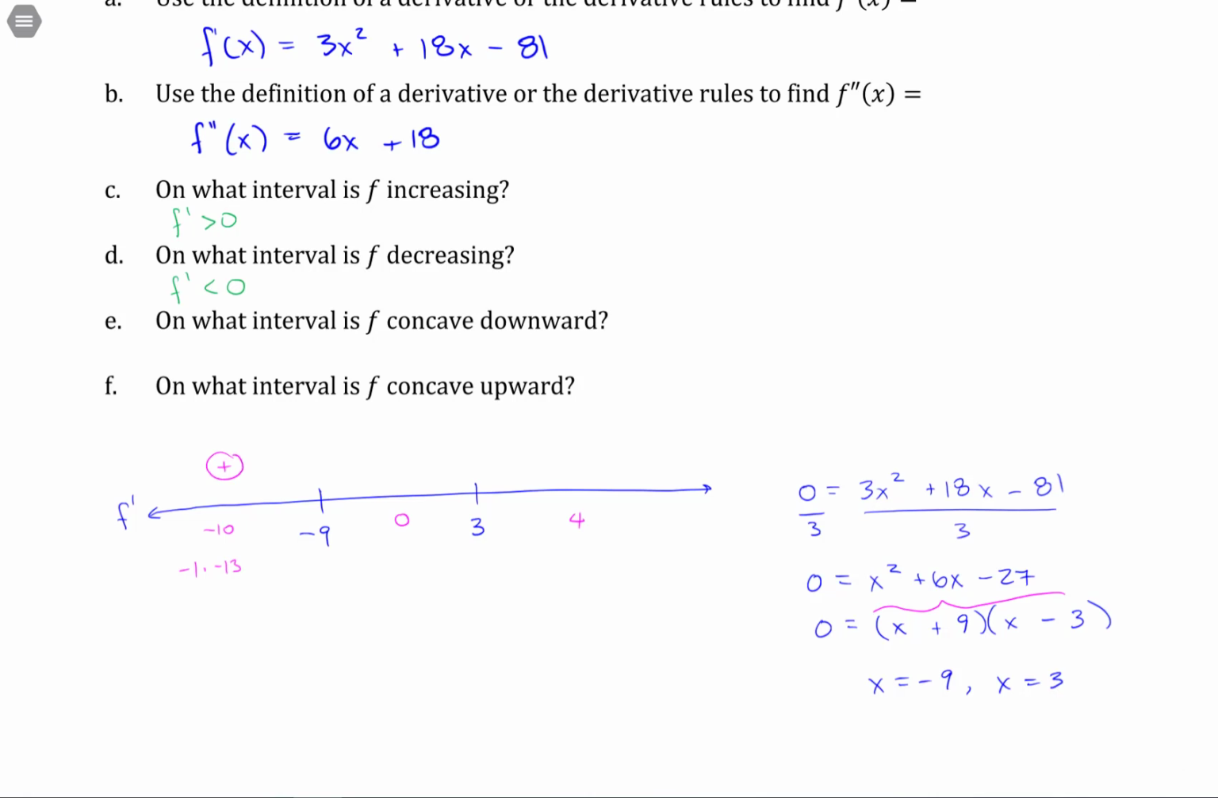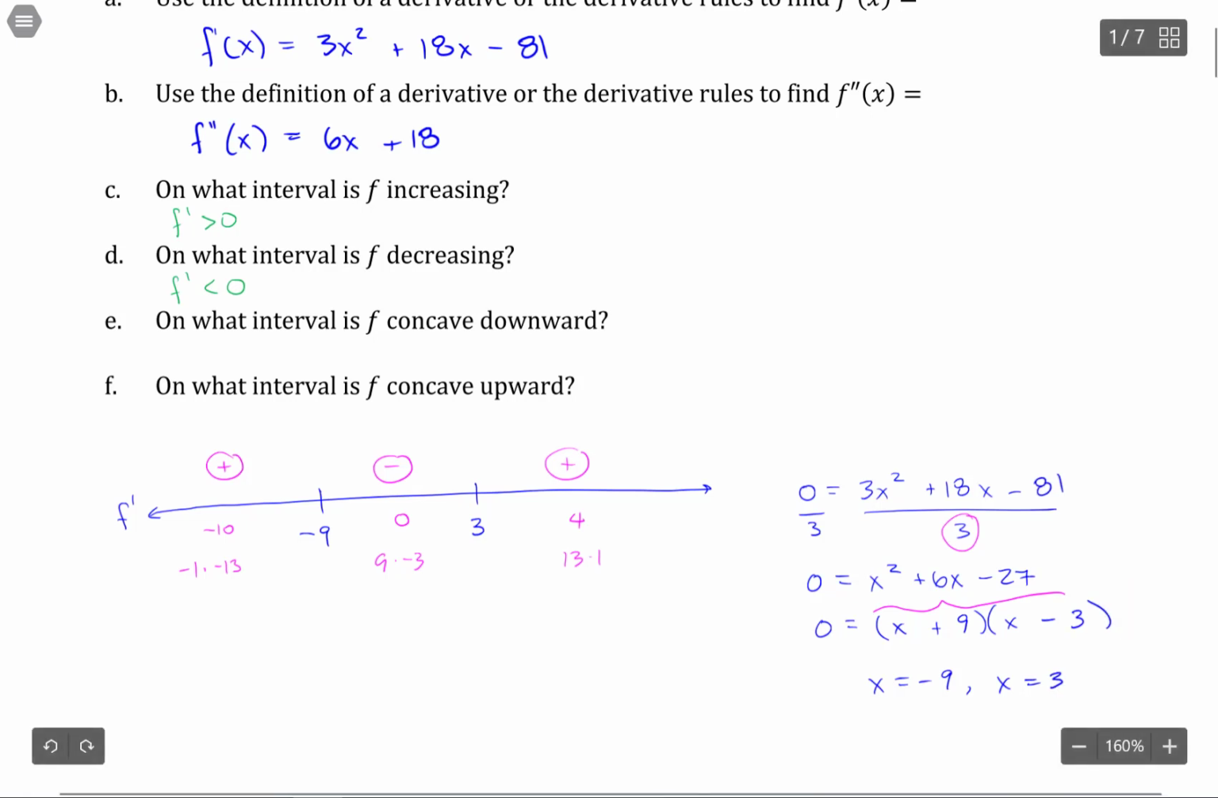All right, now when I take 0 and do the same thing, 0 plus 9 is 9. 0 minus 3 is negative 3. And that is a negative value, so decreasing there. Then 4 plus 9 is 13. 4 minus 3 is 1, so positive there. And it's fine to use this form of the equation so long as this number that you factored out originally wasn't a negative, because that's the case. It's like then you're multiplying by, say, a negative 3. You need to pay attention to that because that would change where you're positive or negative.